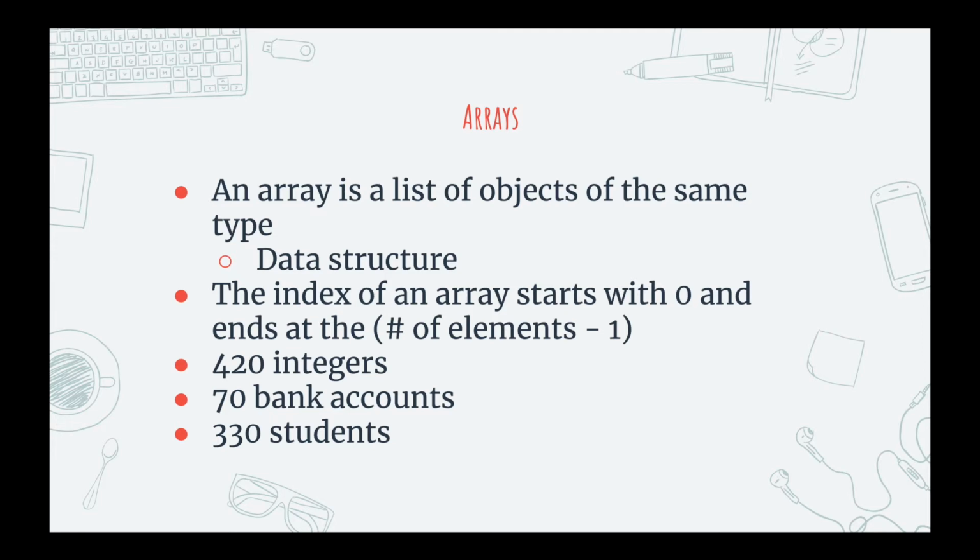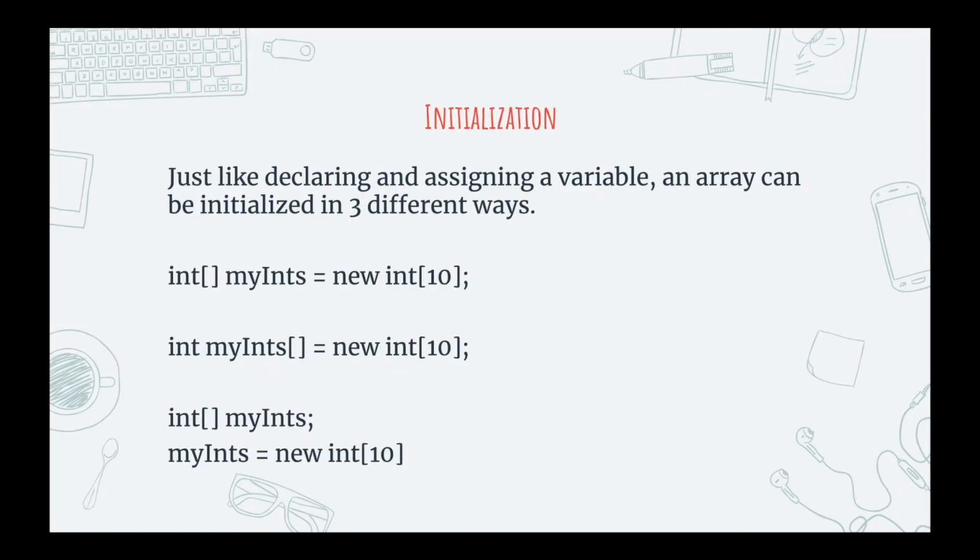The initialization of an array mimics the way that we declare and assign a variable. We could do int, then we have the brackets that emphasize that we want an array. This separates it from, hey, we want to declare an integer, to, hey, we want to declare an integer array. Equal to new int, and then within the brackets we have the number of elements that we want. So in this array declaration, I want 10 elements.